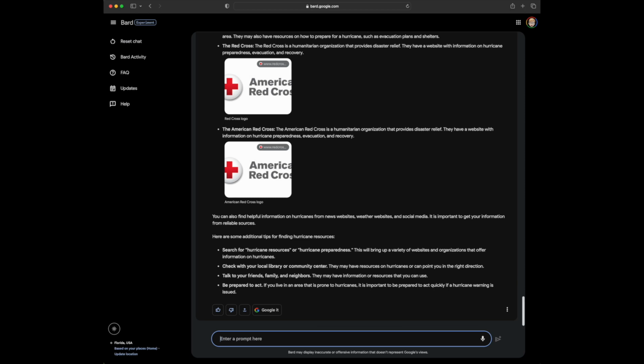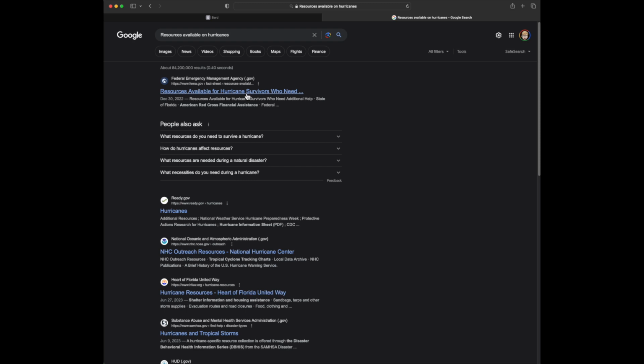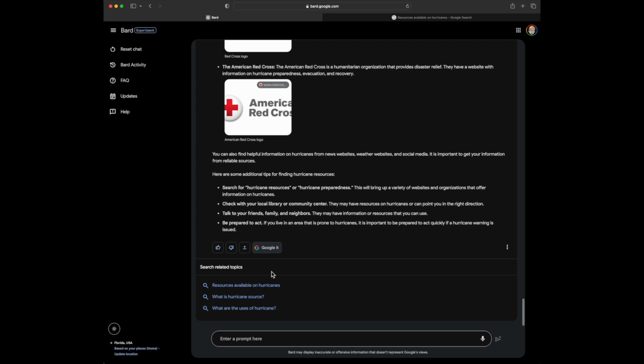warning is issued. So I'm just going to click Google it, and then I'm going to click the resources available on hurricanes, and here we go. FEMA, ready.gov, hurricane, NHC, outreach resources, hurricane resources, Heart of Florida United Way. So this is fantastic, and that's one of the great features I love about Google Bard. You can just click the Google it button. It'll show the search topics, and then you can go from there.